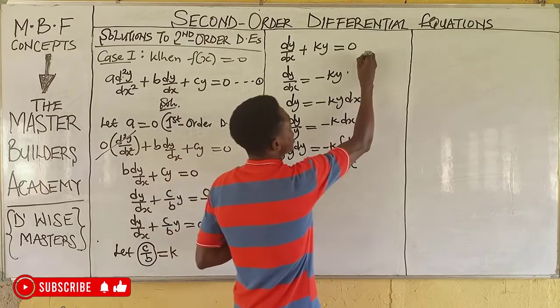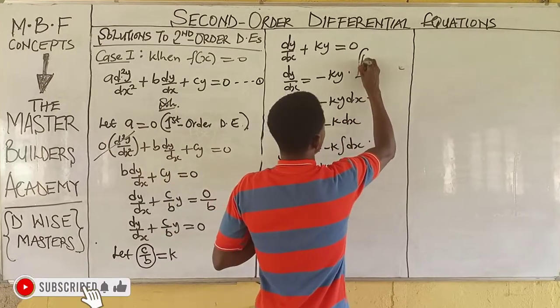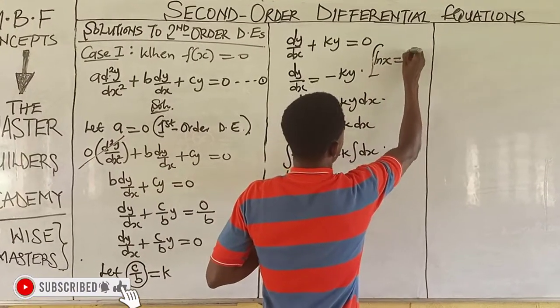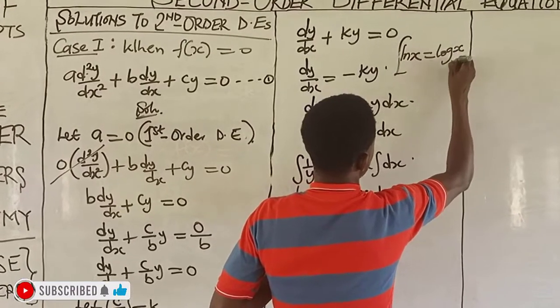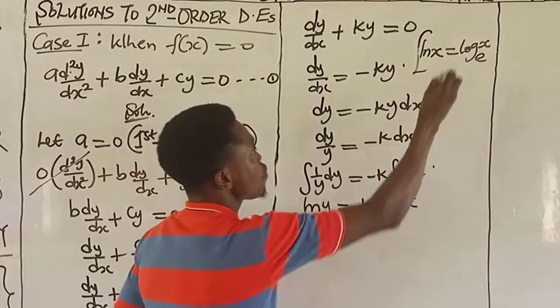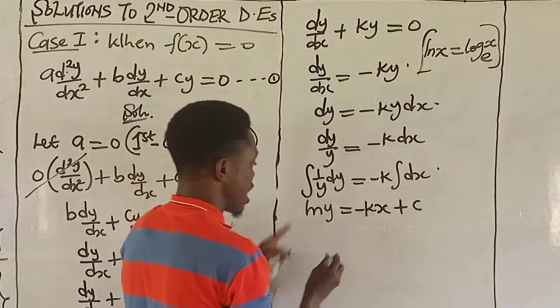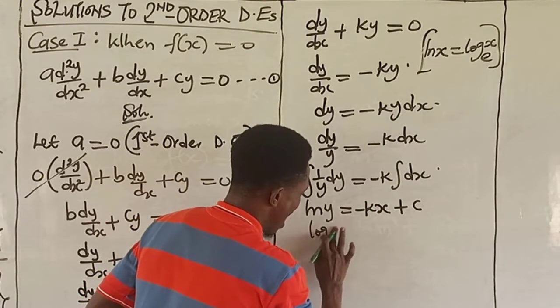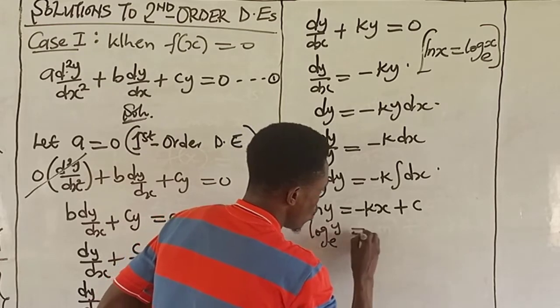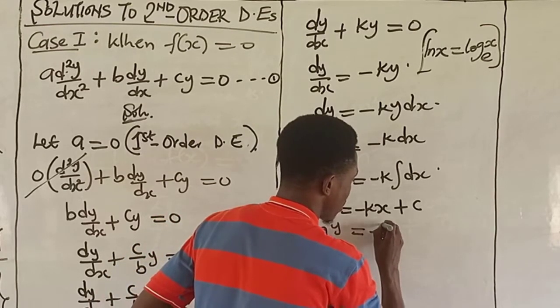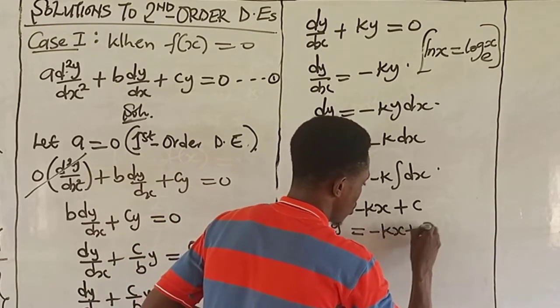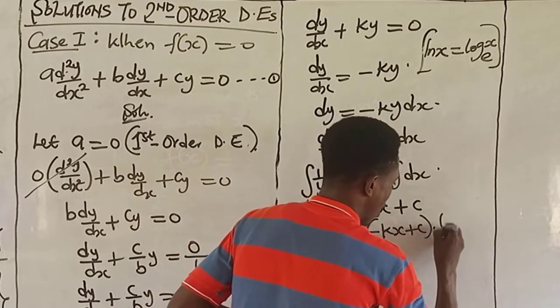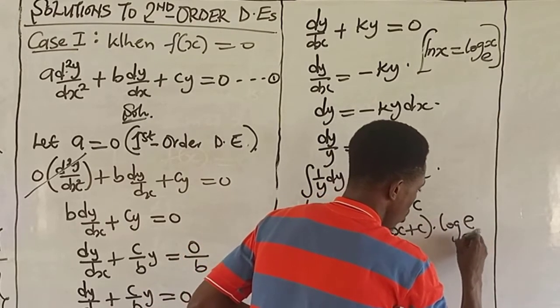At this point, don't forget in mathematics that ln x is the same as log base e of x. So if this is possible, I can convert this to log e of y, which is equal to minus kx plus c, multiplied by log e of e.